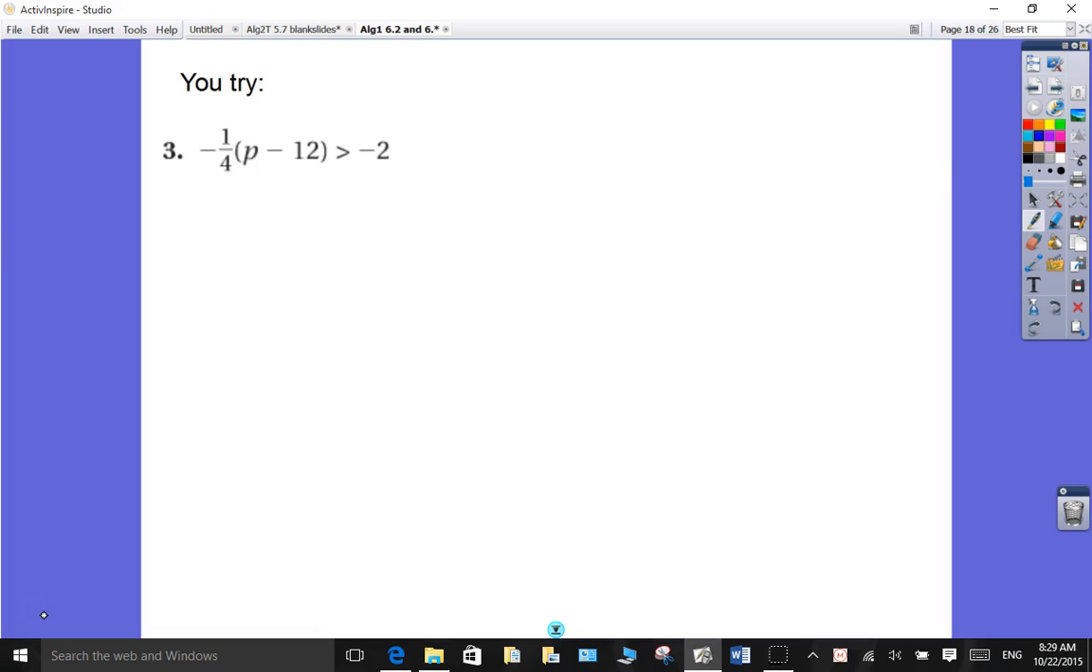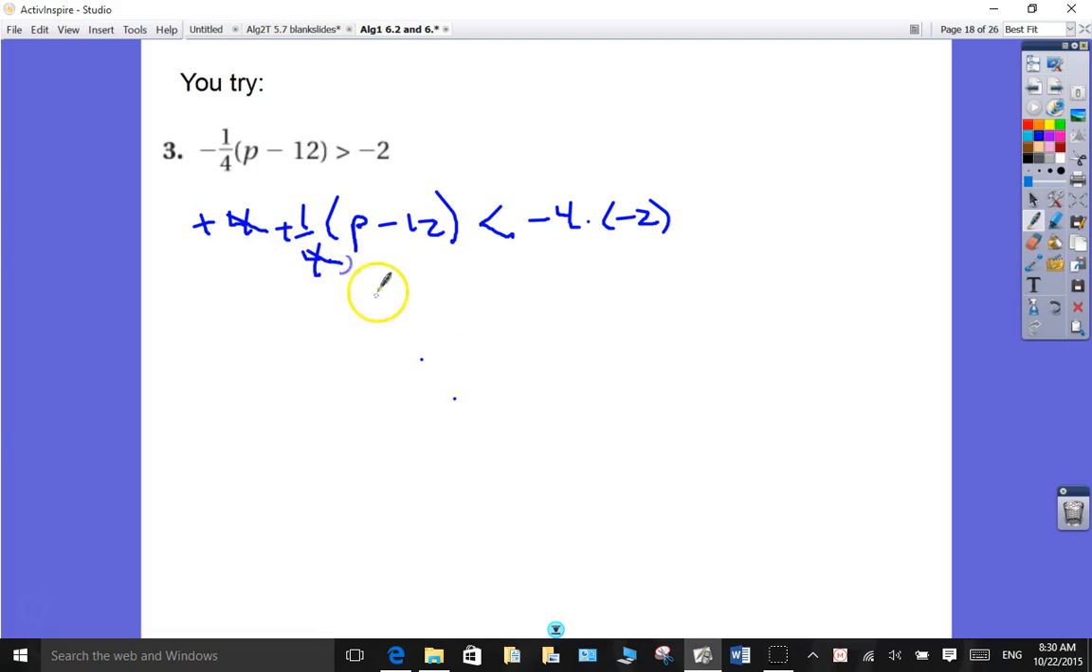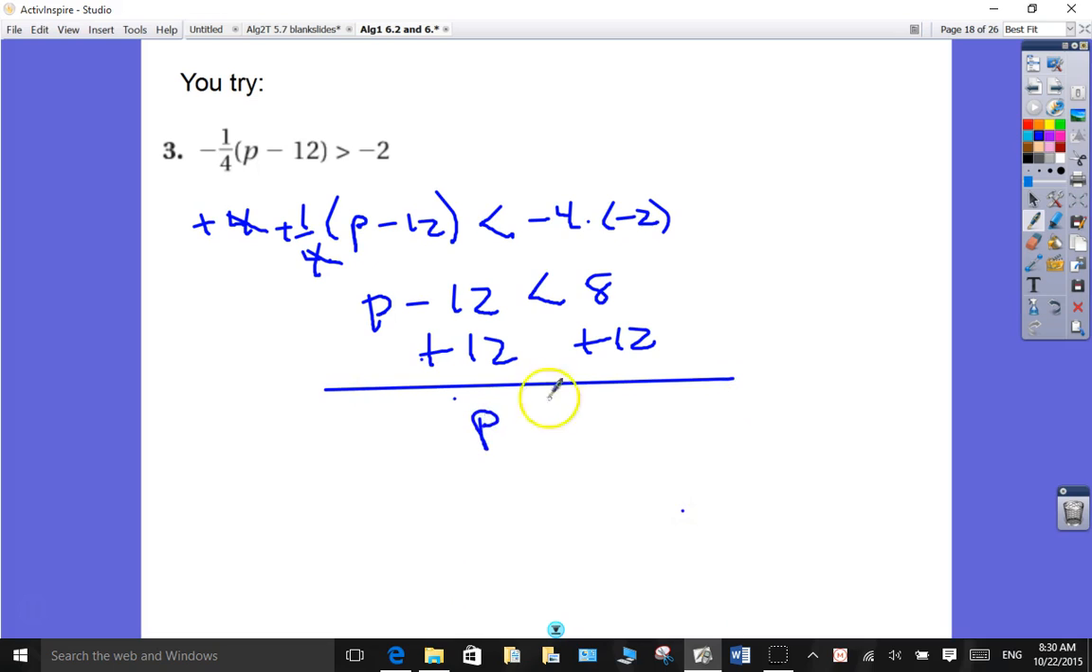Okay. So at the step when you go negative 4 times negative 1/2 times p minus 12, you flip the symbol, and now we have negative 4 times negative 2. You're right. I was looking at that going, what did I just do wrong? That was a 4. So now the negatives cancel, the 4s cancel. P minus 12 is less than 8. Add 12. Add 12. P is less than 20.